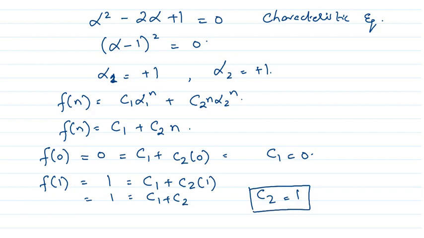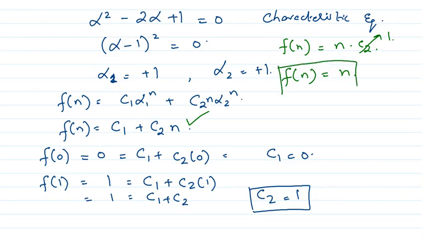Now with these two values, let me write it here. f of n, referring to this equation, c1 is 0 and this is going to be n times c2. So f of n is simply n, c2 being equal to 1. So the function f of n is totally dependent upon n, or you can say it is a linear function of n, right? So this brings me to the end of the lecture.